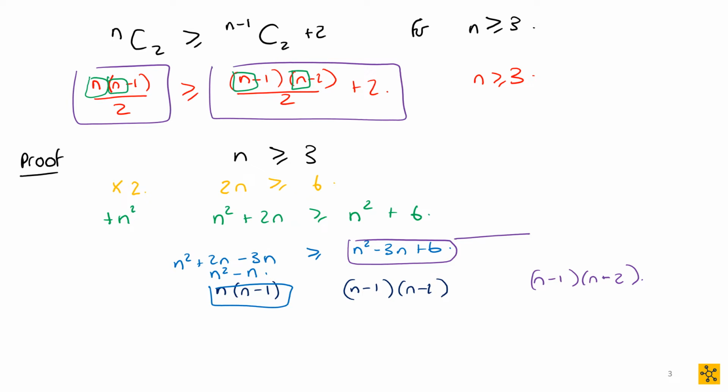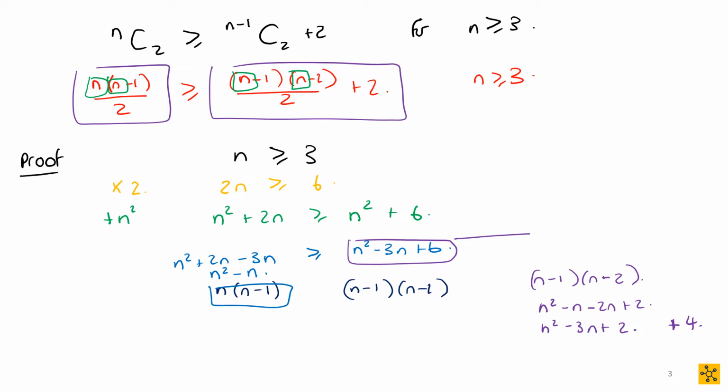What we have to do here is we want n squared minus n minus 2n plus 2, which gives us n squared minus 3n plus 2. So we can get that out if we just add an additional 4 on the outside there.